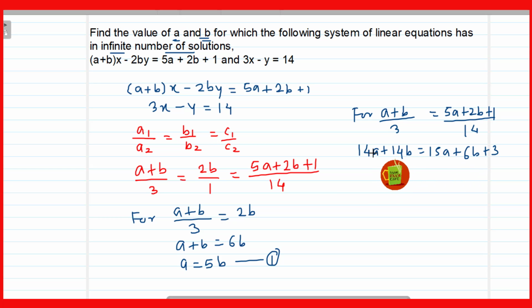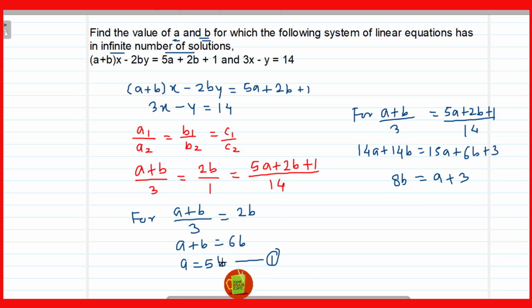Now here 15a and this is 14a. So if you take 14a to this side, that will be minus 14a, and so 15a minus 14a, that will be a. If you take 6b to this side, that will be minus 6b. So 14 minus 6, that will be 8b. And this plus 3 will be as it is.